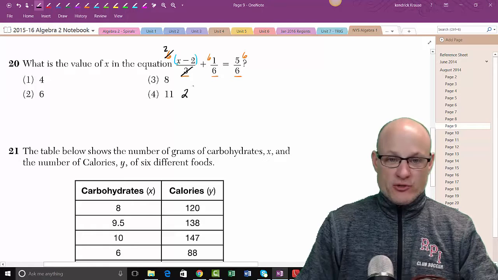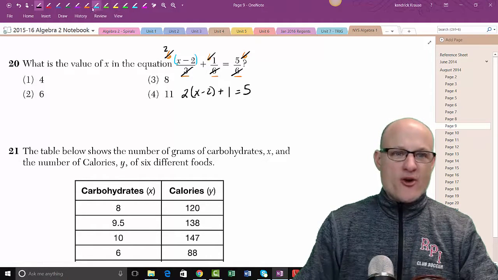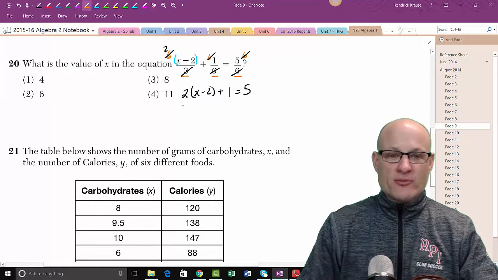So I end up with 2x minus 2 plus this 6 actually just cancels with this 6, and I get 1 equals this 6 actually cancels with this 6, and it gives me 5. Wow, look at that. No more fractions. That's awesome. So now I get 2x minus 2 plus 1 minus 2.